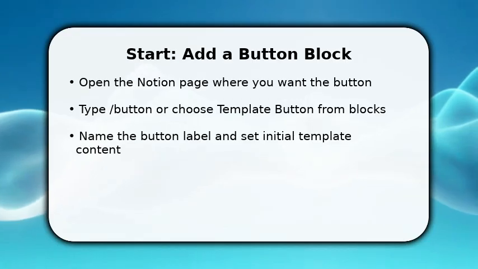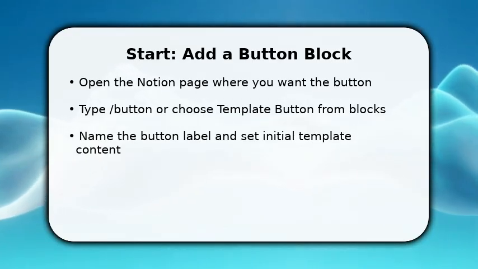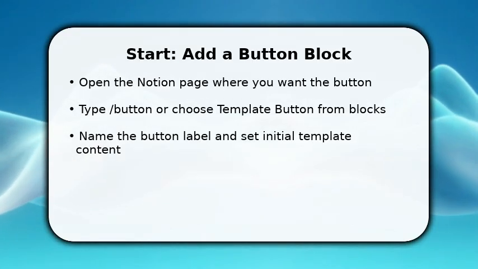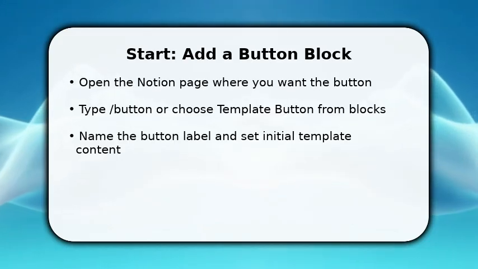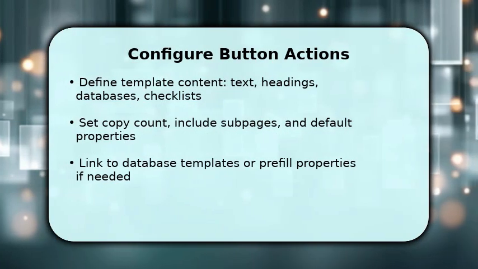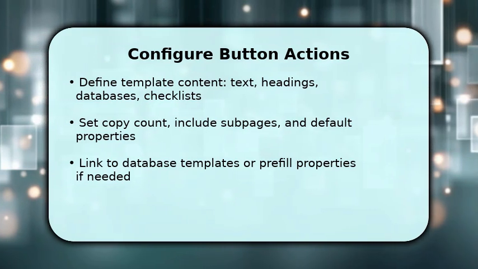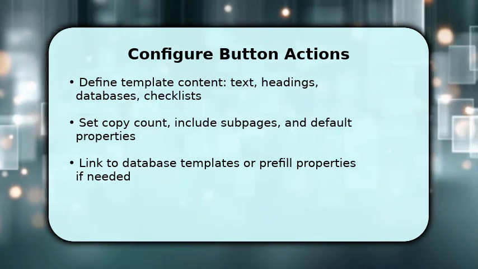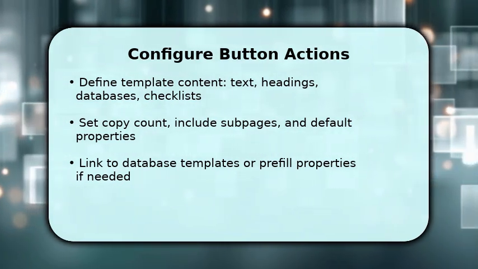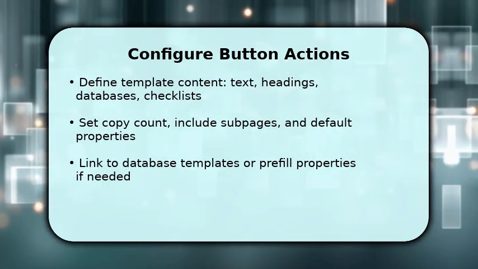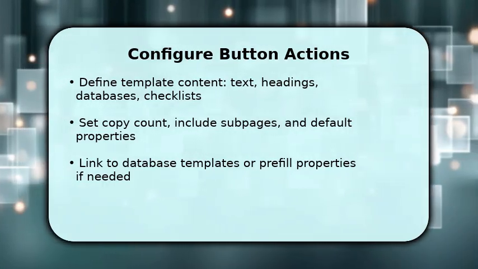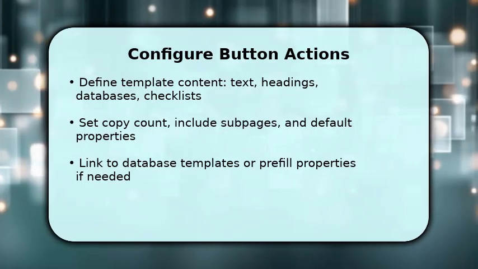Once done, set the number of copies the button produces and place the block where users will expect it, near related content for clarity. Next, configure what the button actually does and why it matters. Open the template editor inside the button and build the exact page or items the button should generate, including headings, toggles, database inline views, or checklists.